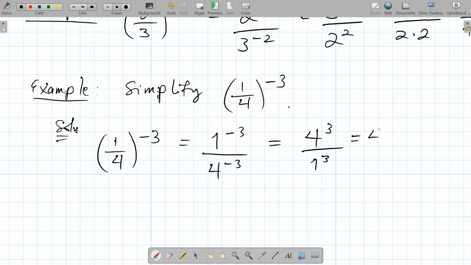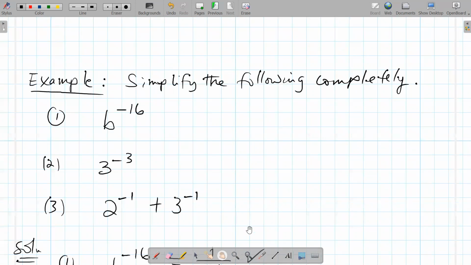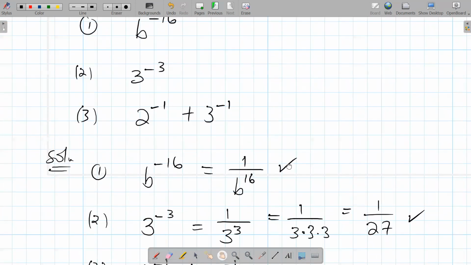And 4 to the third is 4 times 4 times 4. 1 to the third is 1 times 1 times 1. Remember that anytime you divide something by 1, it's the same thing. So this is just going to give you 64 as the answer. So what is happening here? This is a very simple situation.